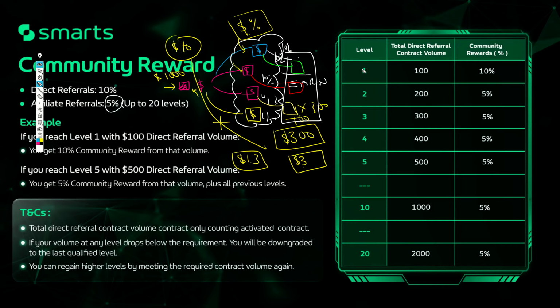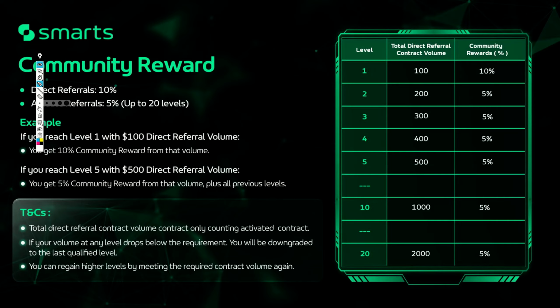So you can see from the charts here, 10%. When you come into level 1 you have total volume of 100. When you get to level 20 with 22,000, level 10 with 1,000, you get some 5%, which is substantial still, a lot of money. So that's how it works. Sorry, I meant 10%, not 1%. Clear the screen there for a second.